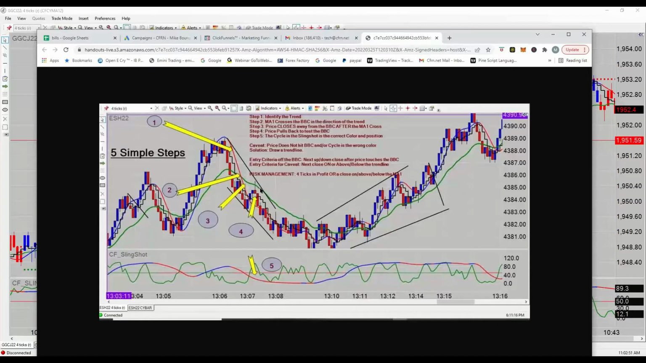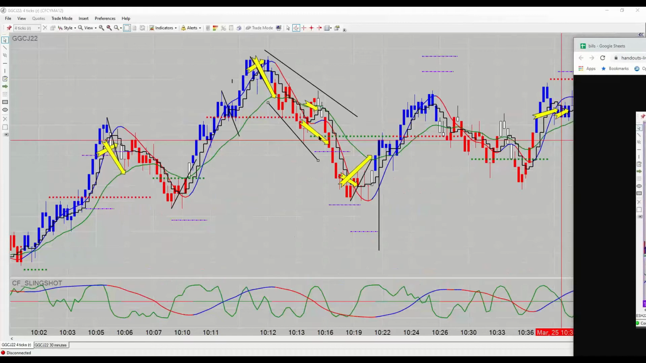But if it doesn't close down, it's going to be the next down close after price hits the BBC, the next down close. Now this trade here that I did today was a better example of that. You see, this is the first bar to hit the BBC, but it didn't give a down close. The next one was also on the BBC, but it didn't give a down close. The next one finally gave the down close. So that was my entry point, this down close right here.